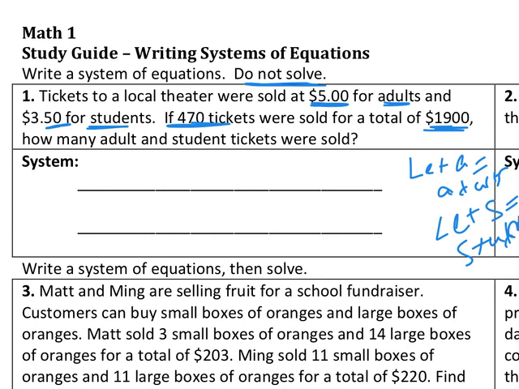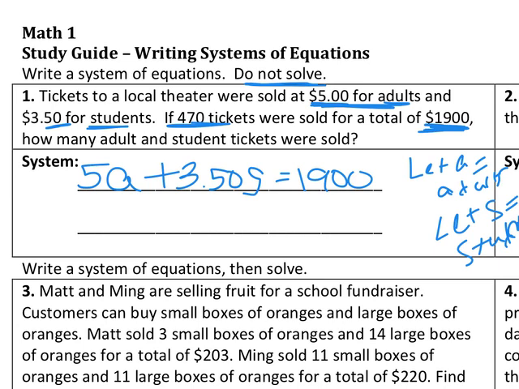Alright, so let's set up our equations. So I've got this piece of information, 5, and that's for adults, so 5A, and $3.50 S for students, and I'm dealing with money, so that's going to match back up here with $1,900.